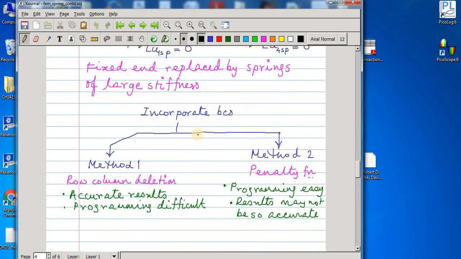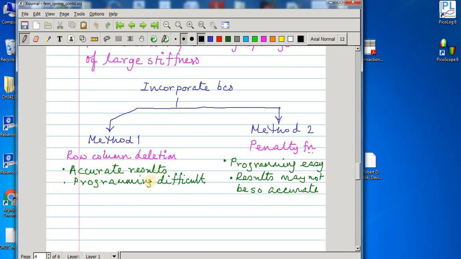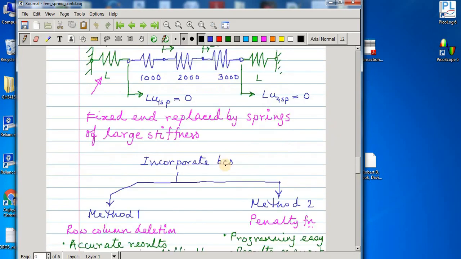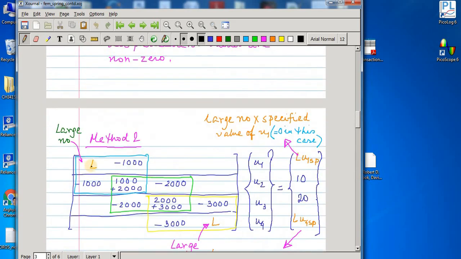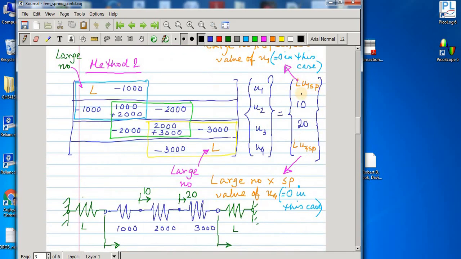So how to incorporate boundary conditions? One is method 1, row column deletion. One is method 2, the penalty function method. In row column method, the results are accurate, because we are considering the actual equations, but the programming is difficult because you have to take the slice of the matrix accordingly. Here the programming is easy because the original system stiffness matrix remains the same. You are only putting large number at specified places, and in the right hand side you are putting the forces.